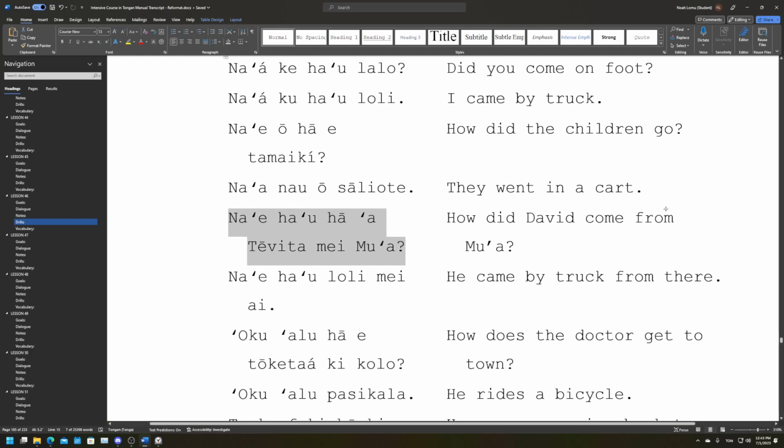Oha devita me mua. Yeah, I mean, Tongan with all its H's and glottal stops, it's very, very hard. Yeah, Tongan just does that. It's just very unfortunate.